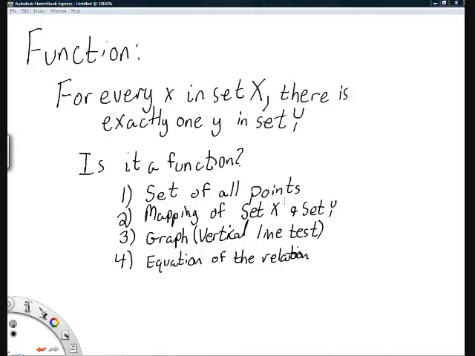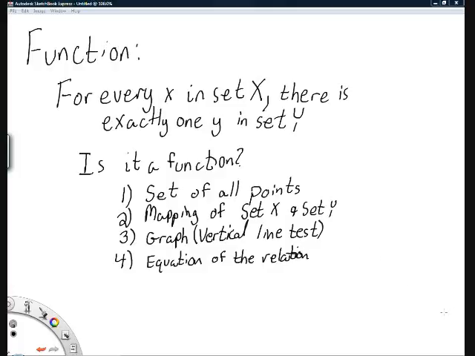Hello, I want to go through how to work with defining functions. You see on the screen here that a function is defined as for every x in set X, there is exactly 1 y in set Y. And there's four main ways that one could do this.